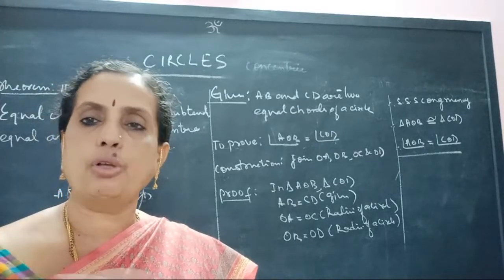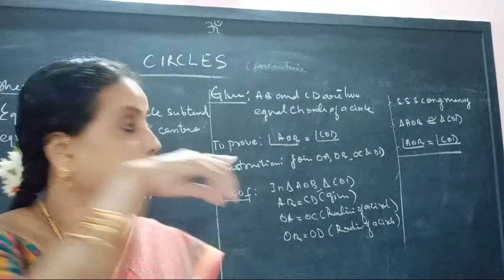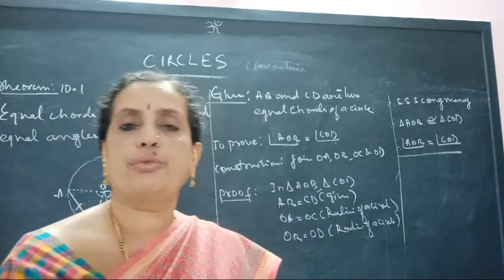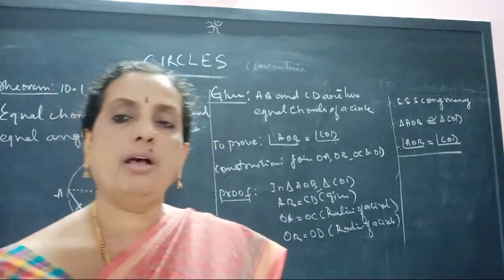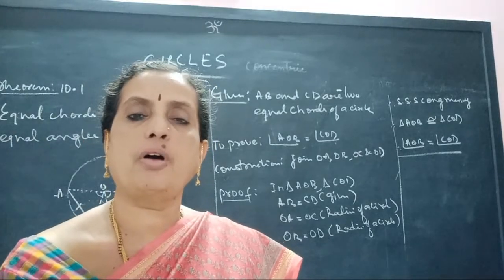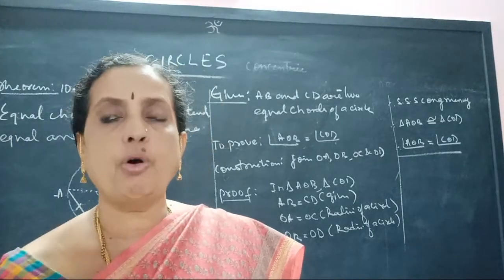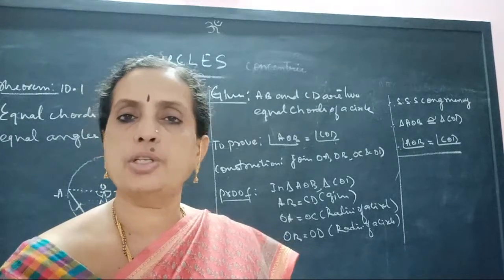So we call those parts CPCT. I didn't mention it here. You may get confused. So I am telling you now, they are corresponding parts of congruent triangles. When we go with the chapter congruent triangles, you will get it.